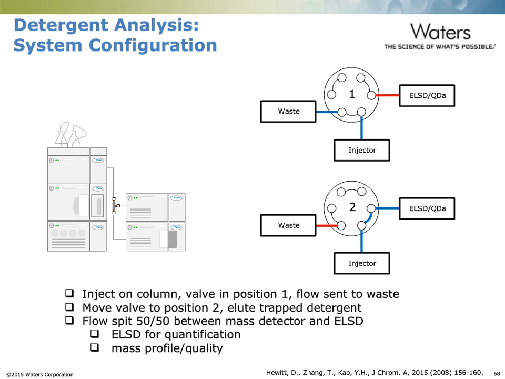The benefit of incorporating the column manager within this workflow is it allows us to introduce samples that maybe have high protein content and divert that protein first to waste, and then after the protein has been flushed from the analysis, flip the valve to put both the detectors in line for doing our quantification as well as getting the quality information on the detergent.